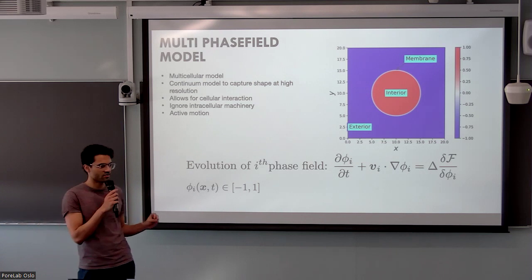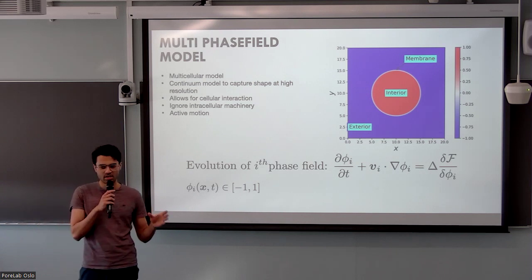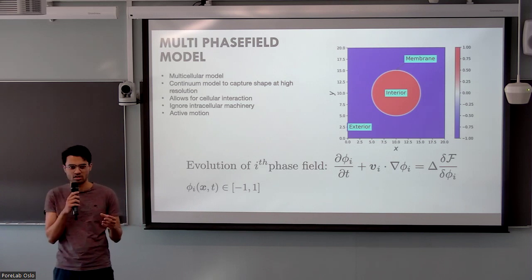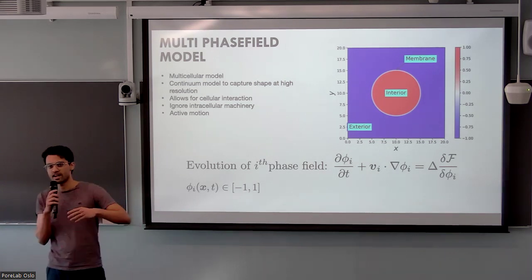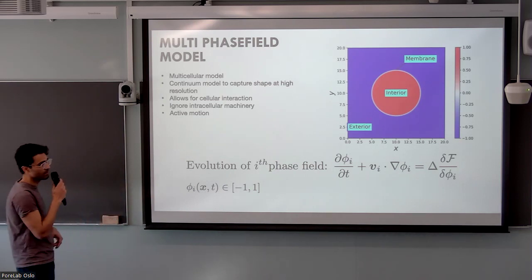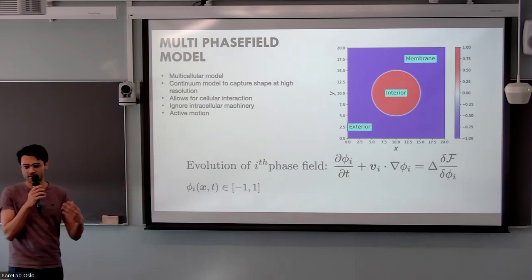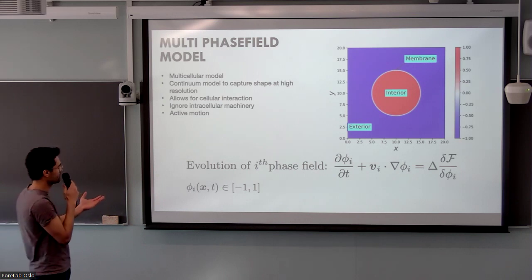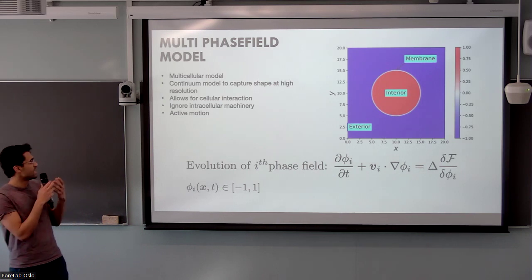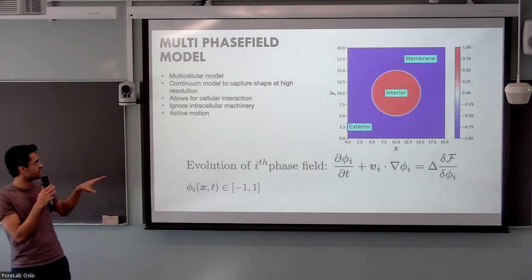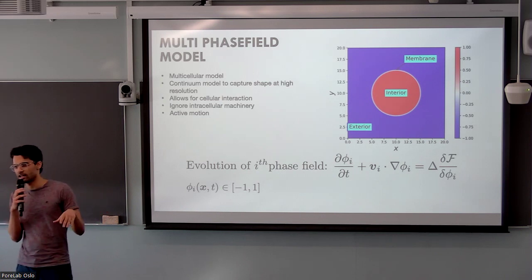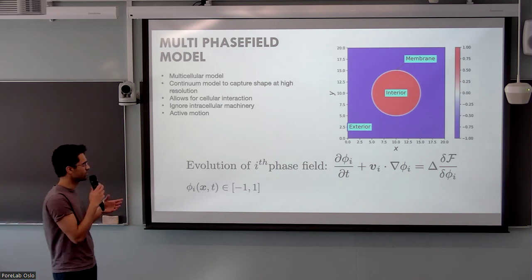There are other models which approximate cells as spheres or ellipsoids, but then they lose the information of how the shape has to change based on how it interacts mechanically with other cells. And we want to have multiple cells because we're interested in the collective motion. We want to make the cells interact with each other. We want the cells to move. And we want to ignore all the unnecessary details inside of the cell about the nucleus, about the DNA and everything.